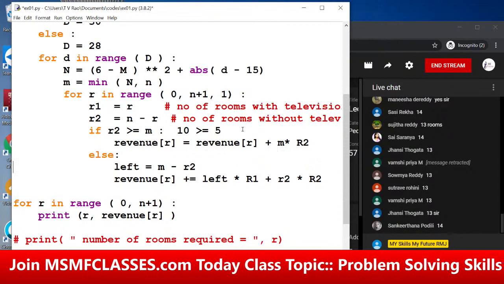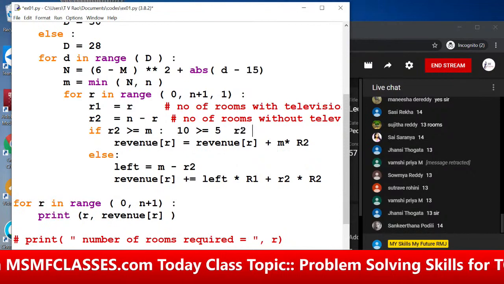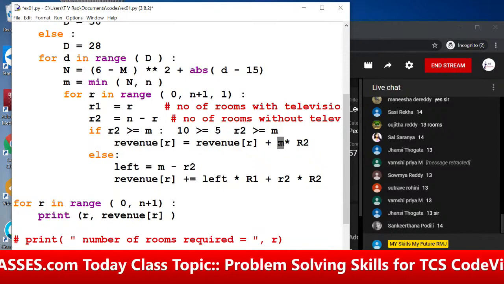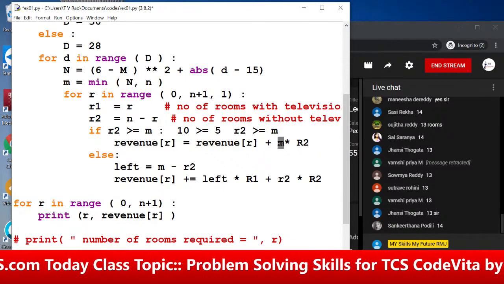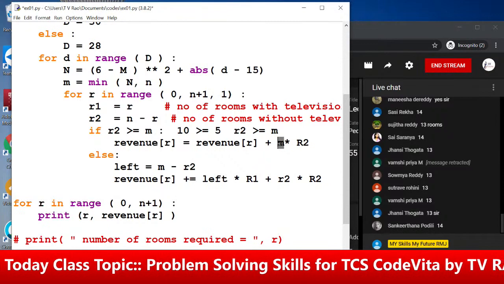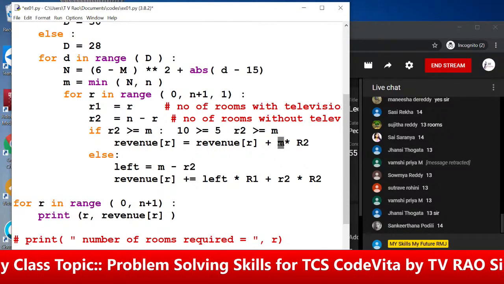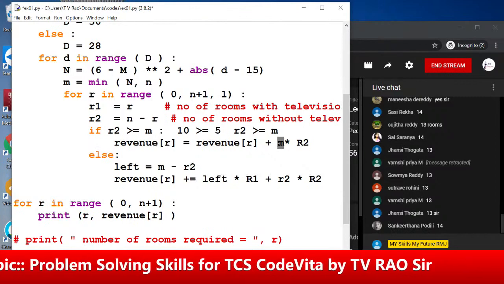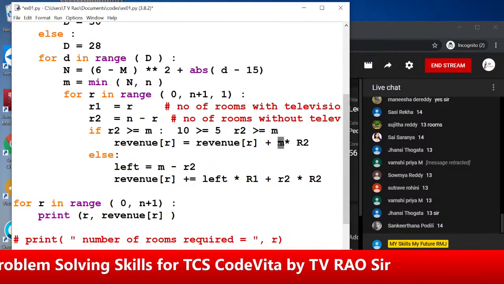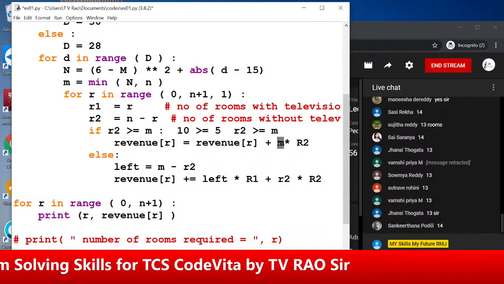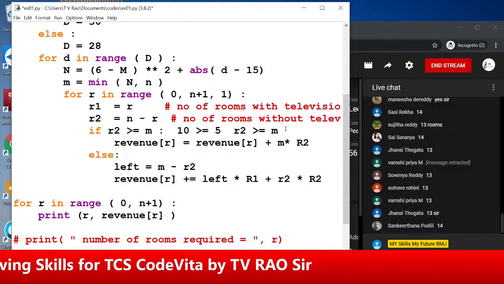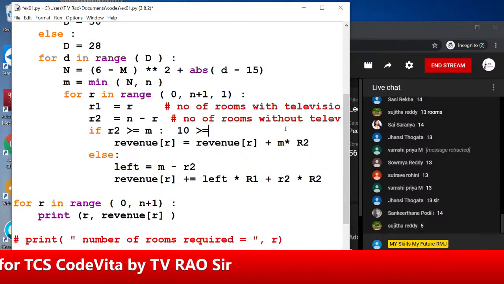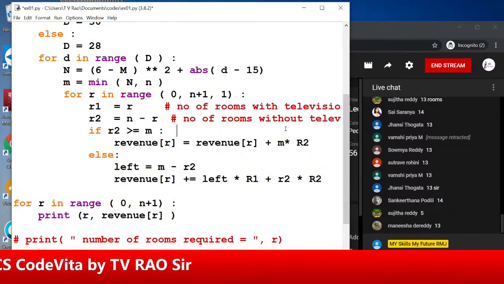Did you understand? R2 is greater than or equal to M. Then should it be R2 or M? Okay.